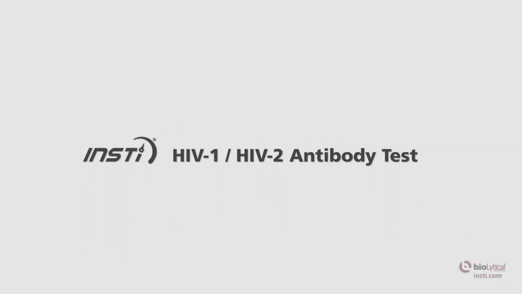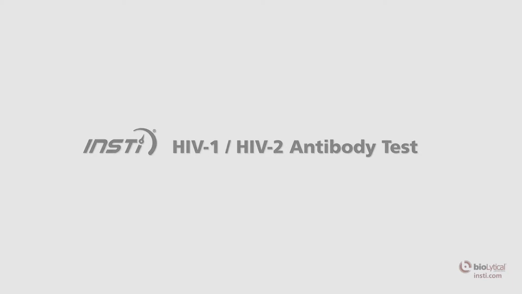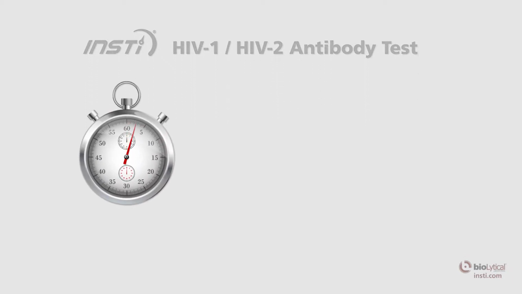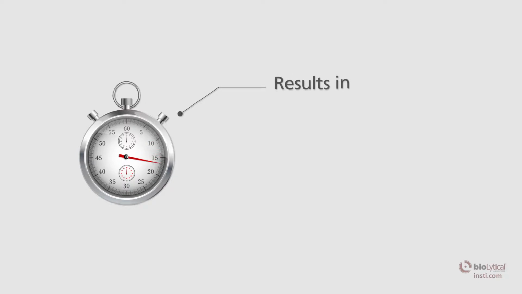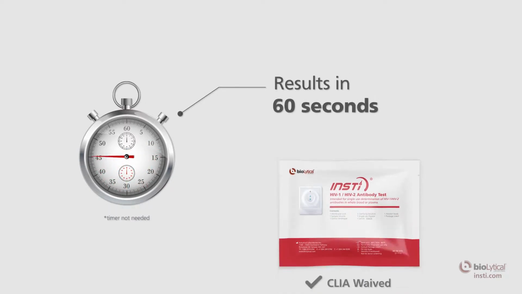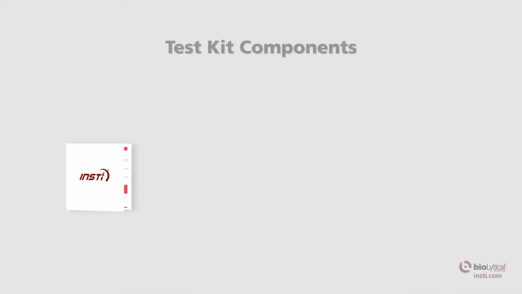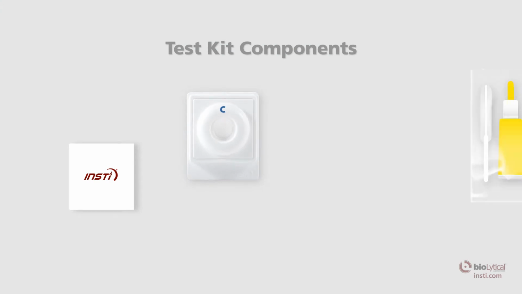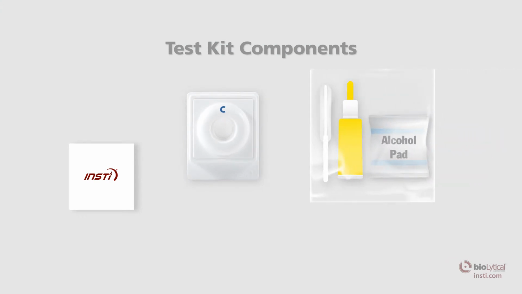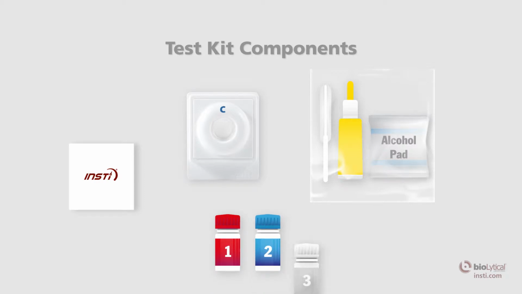The INSTI HIV-1, HIV-2 antibody test is the world's fastest HIV test, producing results in as little as 60 seconds. The test procedure is simple, and the test kit contains all the components required for testing: package insert, membrane unit, lancet, pipette, alcohol swab, sample diluent, color developer, clarifying solution. All three INSTI reagent solutions are color-coded and numbered for easy identification.